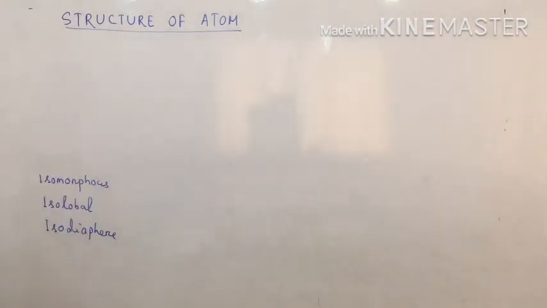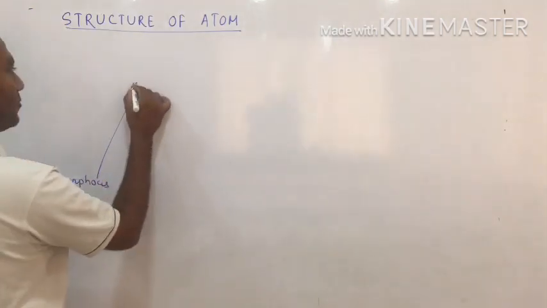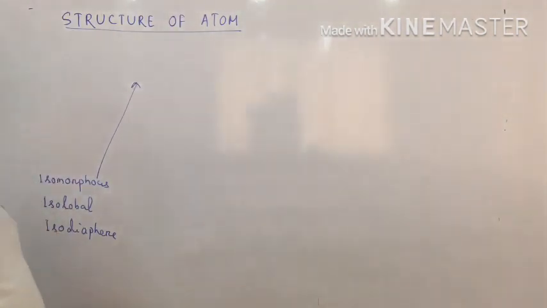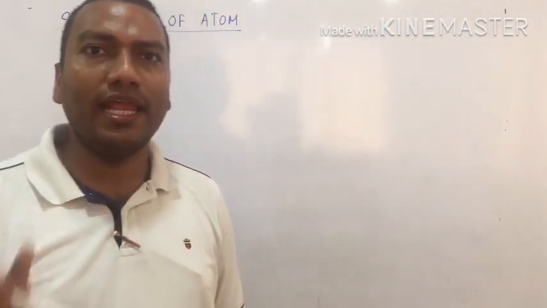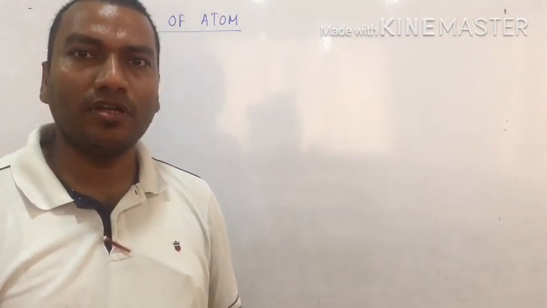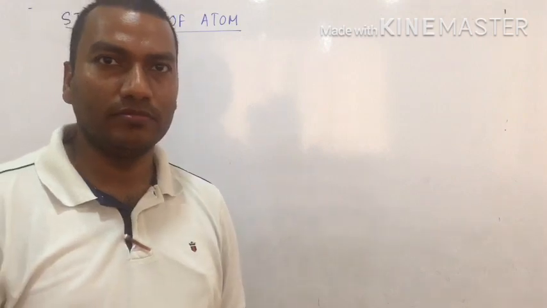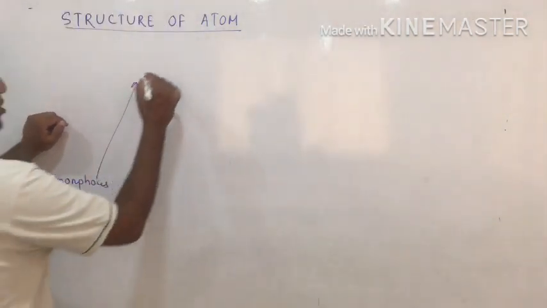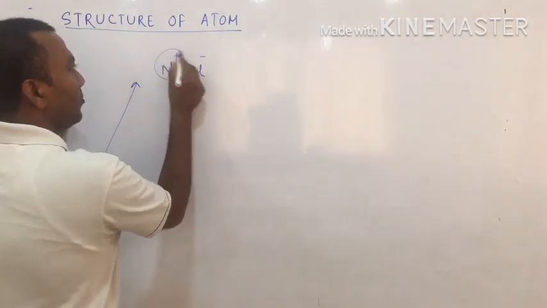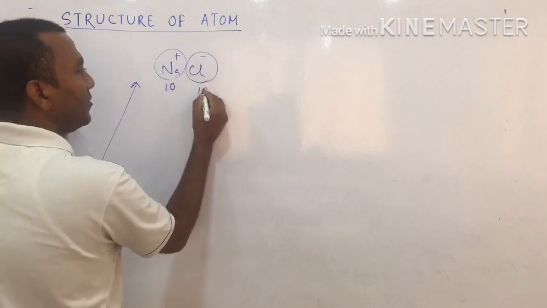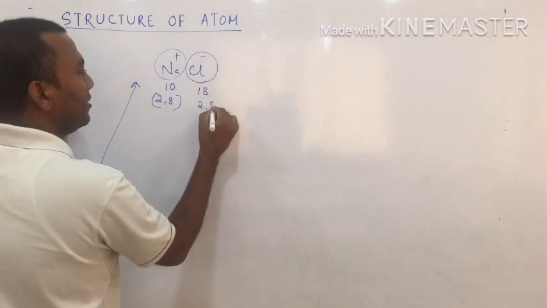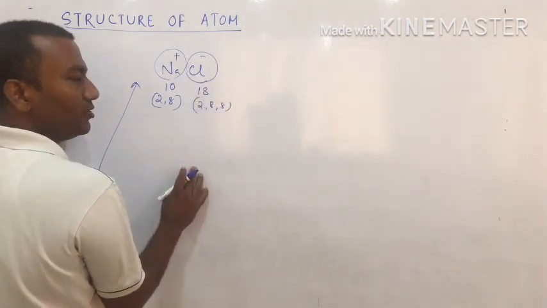Next is, what is the meaning of isomorphous? Isomorphous means an ionic compound in which the cation and anion have the same number of electrons or the same electronic configuration. Understood? So you see, suppose sodium chloride: sodium atomic number 11, Na+ means 10 electrons, Cl- means 18. So 10 and 18. Understood? So these are not isomorphous.